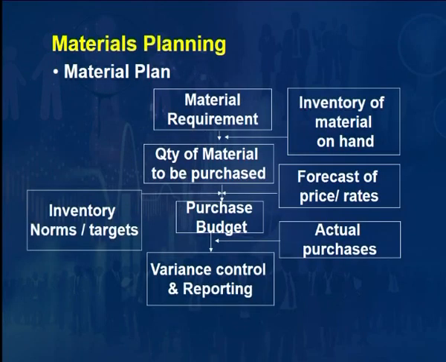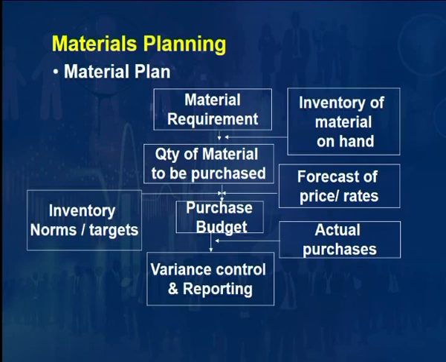Another slide, if you see, to give you the complete ecosystem: material plan is there, inventory, norms, targets. So first of all, from the top, there is a material requirement. And when the material requirement is there, you will see what is the inventory of material on hand. And if there is any shortage, then you will purchase that quantity. So next you will come to the quantity of material to be purchased.